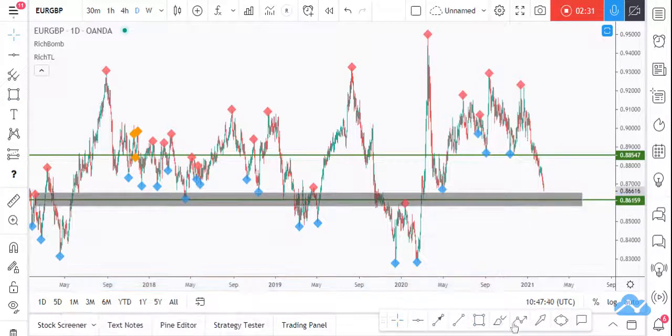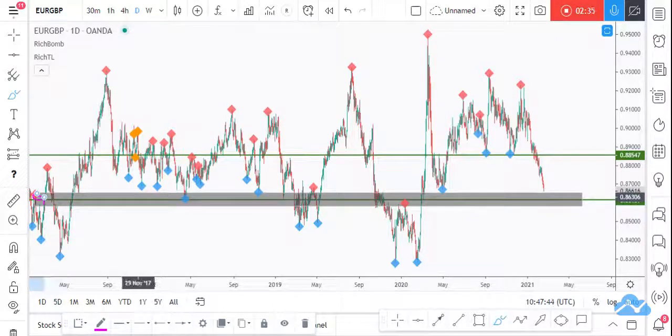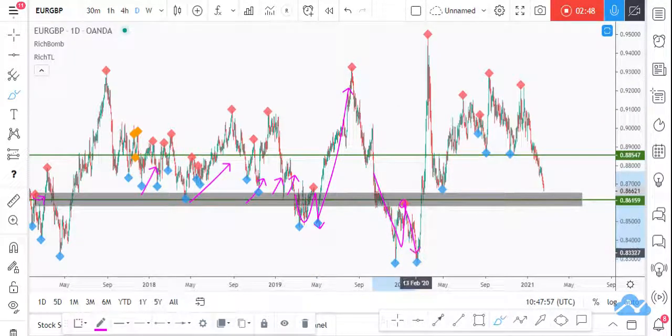Here we go. As you can clearly see, it was acting as resistance here, then support, support again and again and again, right? Then price broke it downward. Now it's acting as resistance, then upward, then price broke it downward. It was acting as resistance. Then broke it upward, support again, and price is now retesting it. So what do we expect? We expect a rejection from here, right?